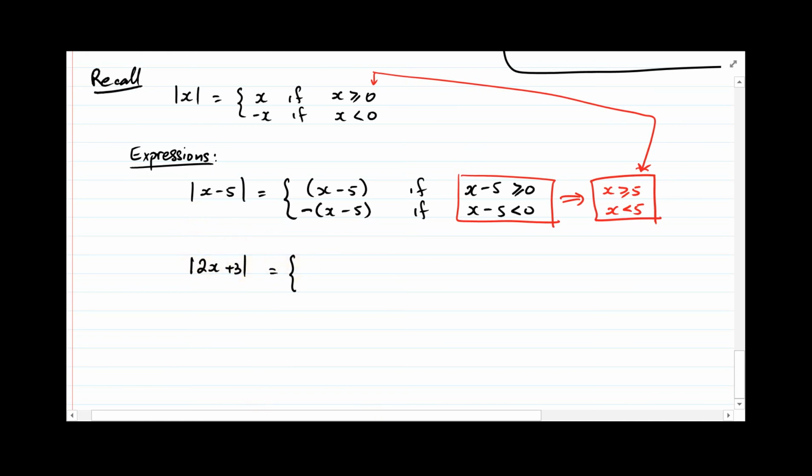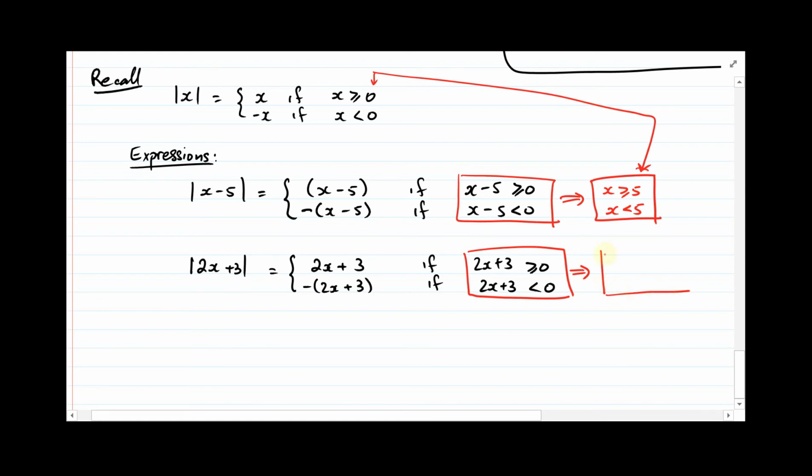There must be two parts to it. Either itself, if we had that expression, 2x plus 3 is non-negative, or the negative of the expression, if 2x plus 3 is less than 0. Again, I'm just checking how well you remember how to solve these for x. And if I do, let's see what we would get.